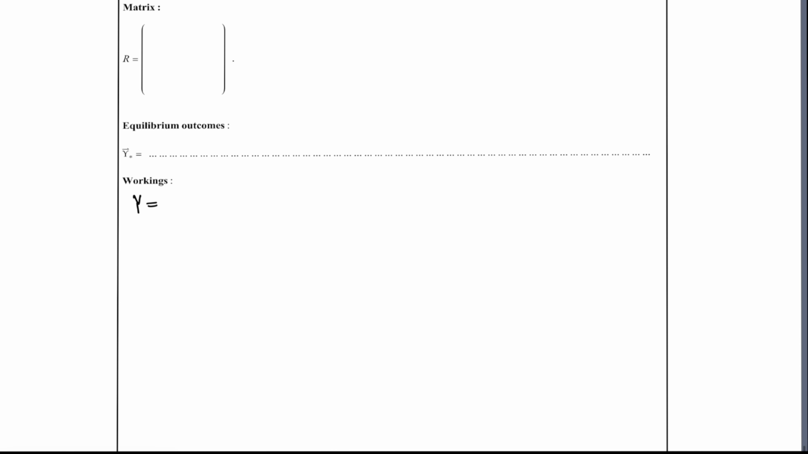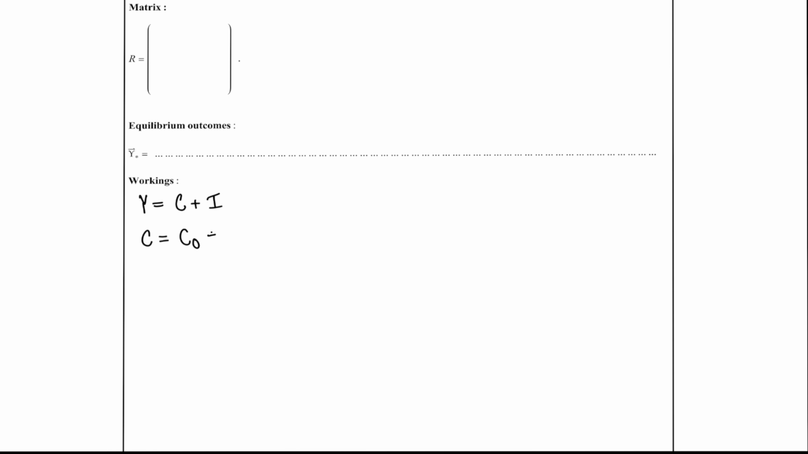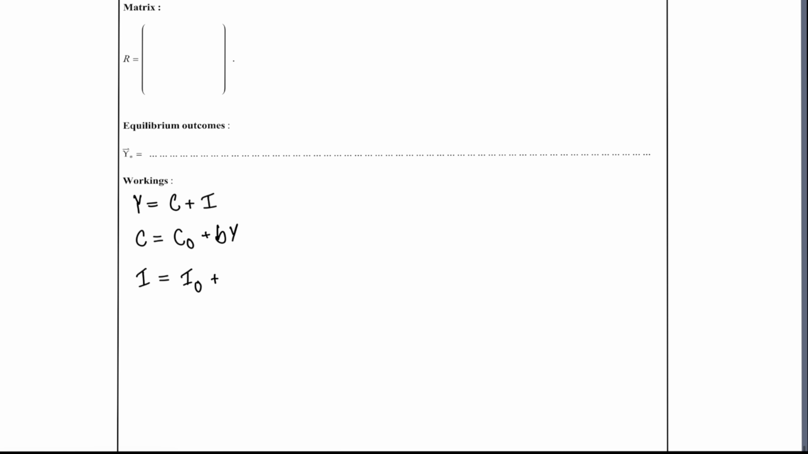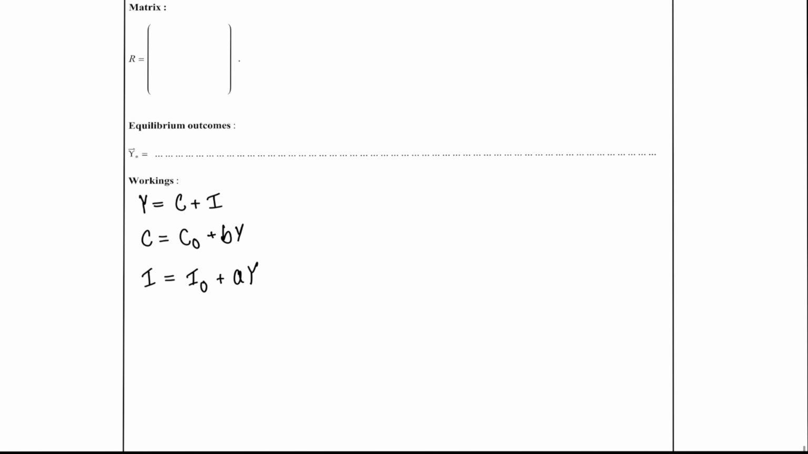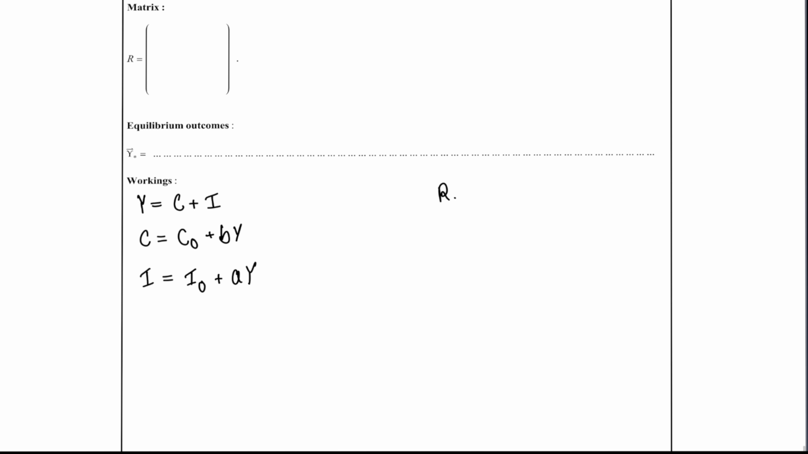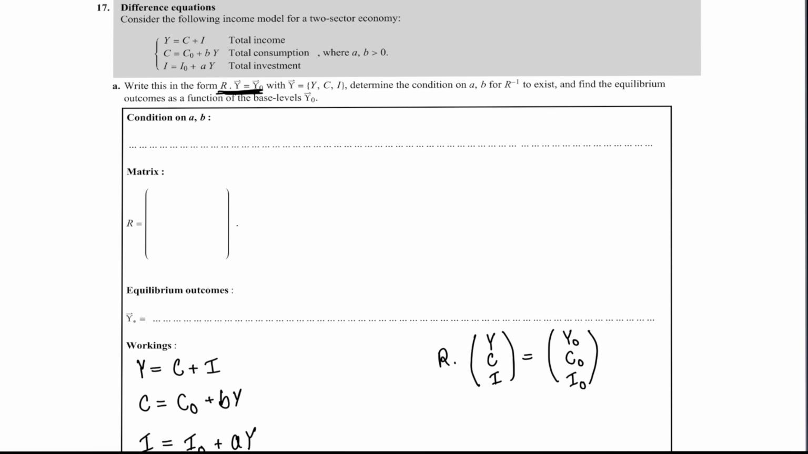Okay, I'm first going to just rewrite the three equations we are given. So y is equal to c plus I, c is equal to c naught plus by, I is equal to I naught plus a y. We want it in the form of some matrix called R multiplied by y, c, I, which is going to be equal to y naught, c naught, and then I naught. And that's what this is telling us.